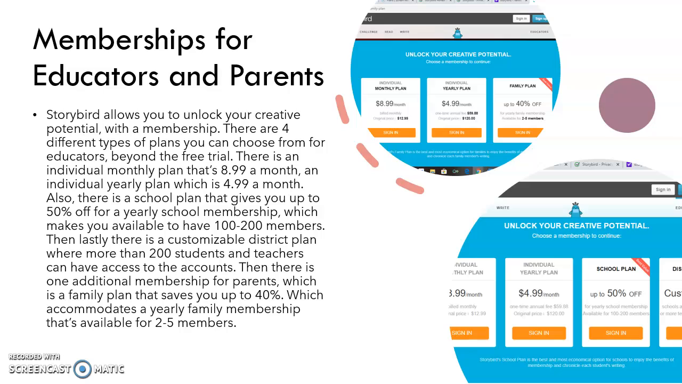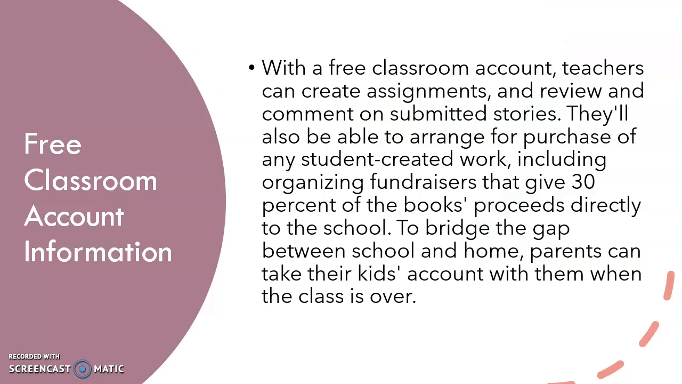while there's also a school plan that gives you up to 50% off for a yearly school membership, which makes you available to have 100 to 200 members on that one account. Then lastly, there is a customizable district plan where more than 200 students and teachers can have access to that account. All that information is located at the bottom right of these photos. But then there's one additional membership that is available only for parents, which is a family plan that can save you up to 40%, which accommodates a yearly family membership that is available for 2 to 5 family members.